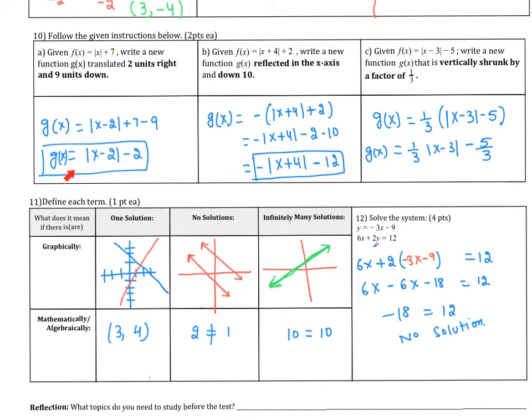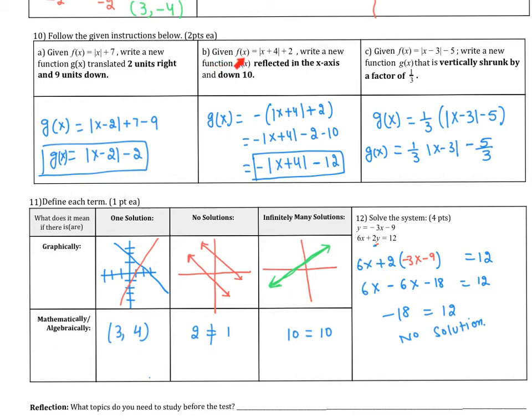So the new function g(x) is absolute value of x minus 2, minus 9, and this function is f(x) translated 2 units right and 9 units down. Remember, for left and right, we add or subtract inside the absolute value bars, and for up and down, we add or subtract outside of the symbol.